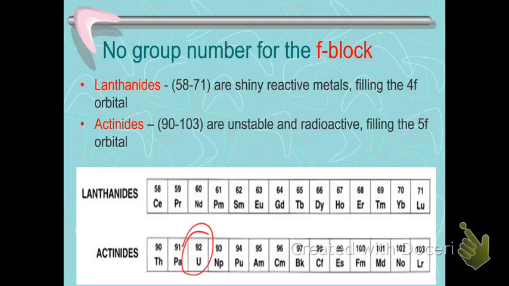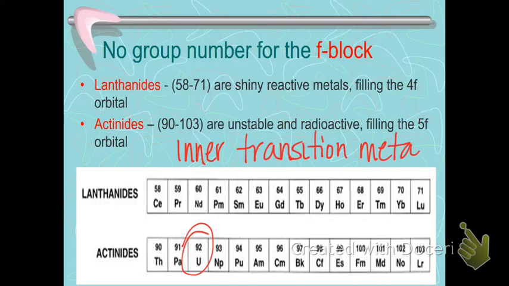They are considered, actually we usually sometimes call them inner transition metals. And the reason being is because they fit into the transition metals. So sometimes we refer to them as the inner transition metals. And of course, these are in period 6. And then these are in period 7. And so basically you need to know that the lanthanides are shiny reactive metals. Those are still naturally occurring. The actinides are unstable and radioactive, so almost all of them are radioactive, and of course they're filling the 5f orbital.